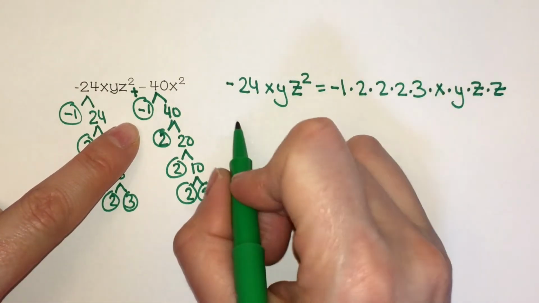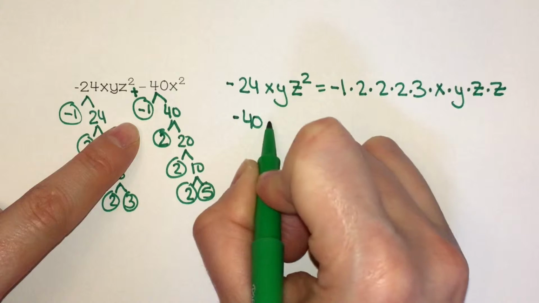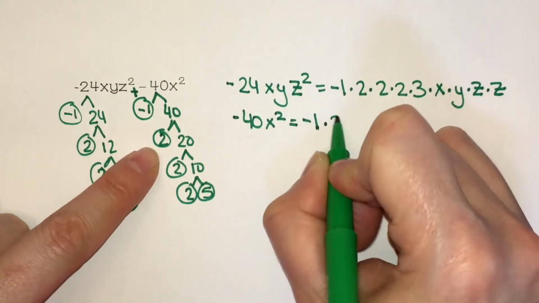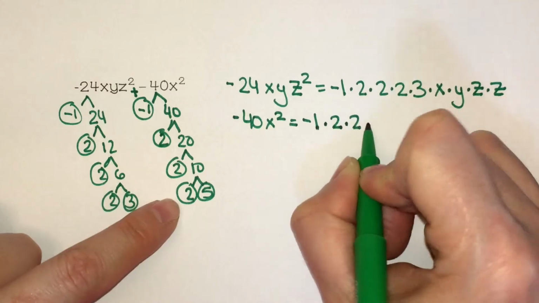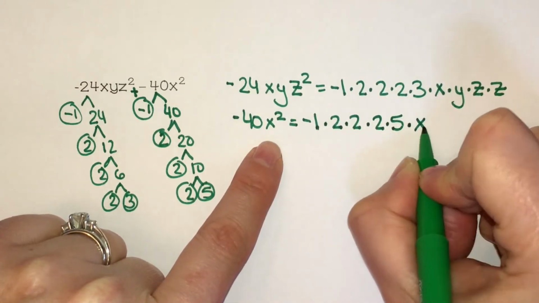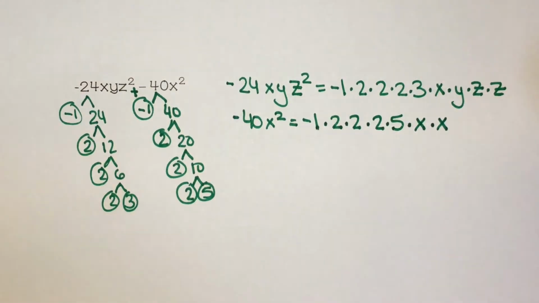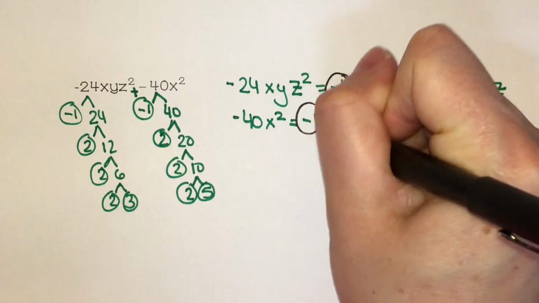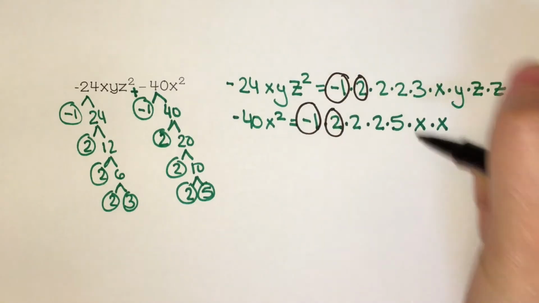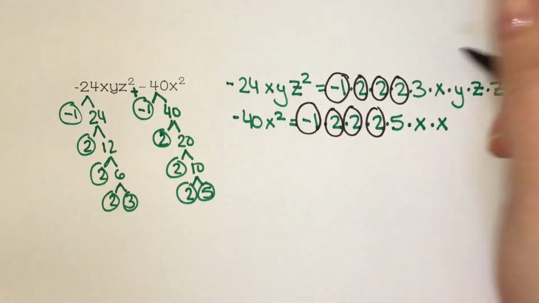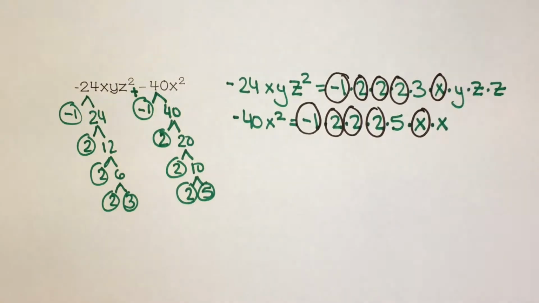All right, so negative 40x squared is negative 1 times 2 times 2 times 2 times 5 multiplied by x times x. So let's find the greatest common factor. They each have a negative 1. They each have a 2. We have another 2 and another 2. They each have an x, and that's it.